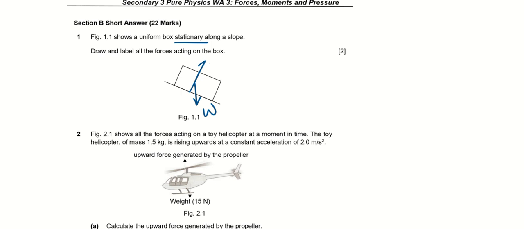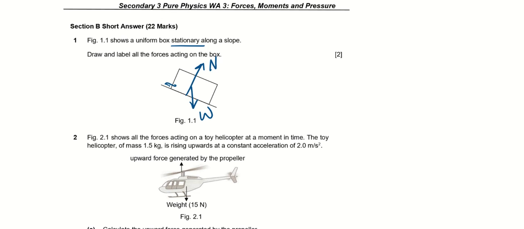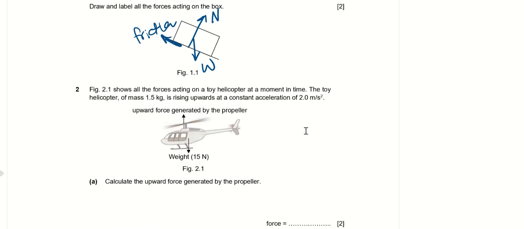So there's normal force, and there's also friction. Friction must be drawn along the two surfaces. Because by right this thing's supposed to slide down but it didn't, it's because friction is propping it up, pushing it up.